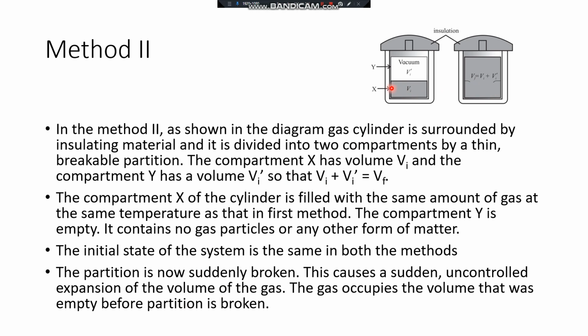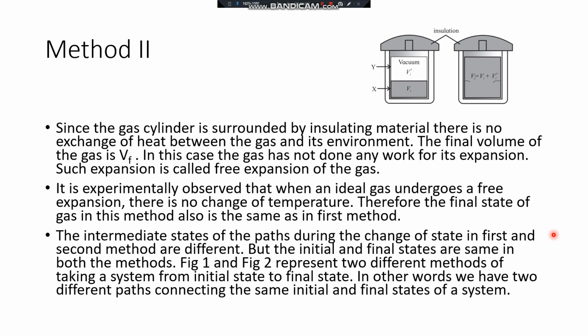Now the partition separating the compartments X and Y is suddenly broken. This causes a sudden uncontrolled expansion of the gas. The gas suddenly expands and occupies the complete volume equal to Vf. As you can observe, the gas is occupying the volume that was initially empty before the partition was broken. Since the gas cylinder is surrounded by insulating material, there is no exchange of heat between the gas and the surrounding environment. The final volume of the gas, as you can observe in the diagram, is Vf.